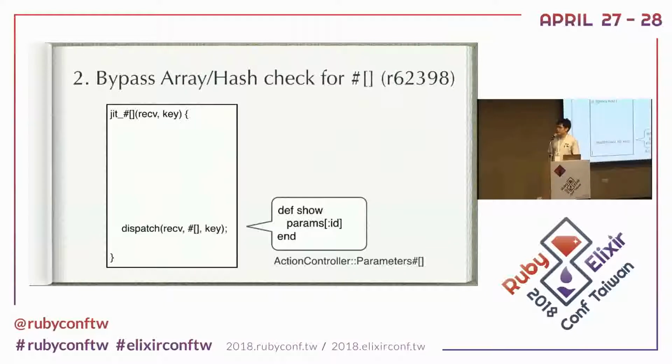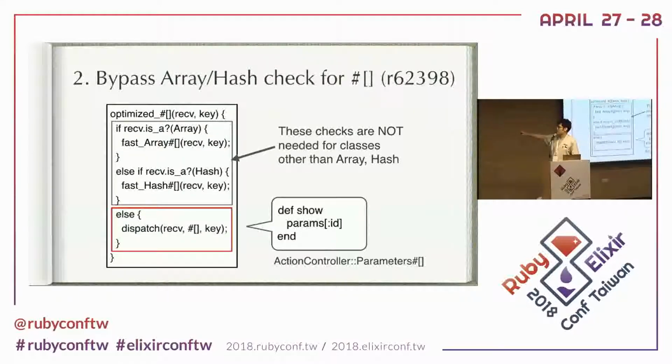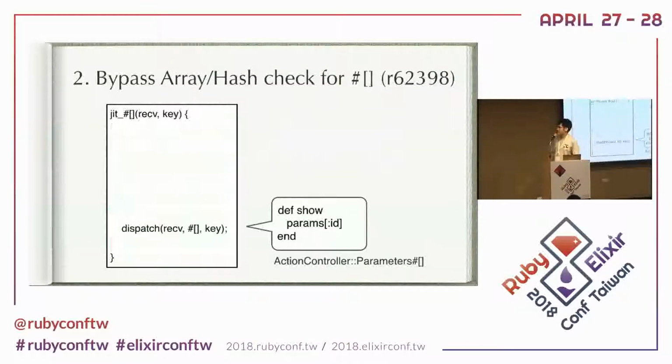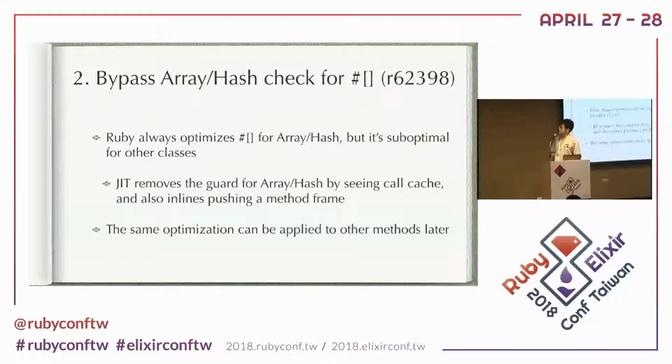It's a hash-like thing, but it's not actually a hash. So we did the array or hash check for things like the parameters, but now it's faster than the VM execution. So it's a trivial optimization, but it's essential for Rails because Rails has many classes that have the blanket method.